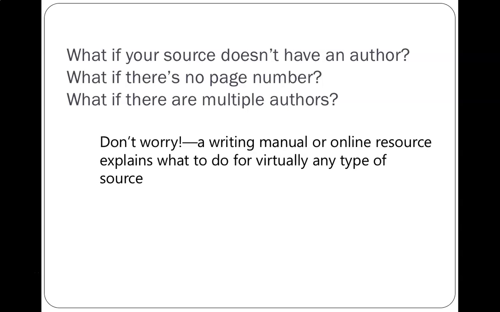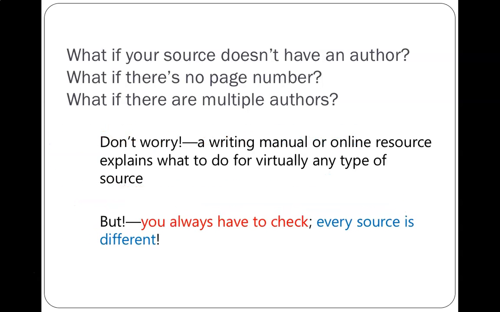A writing manual or online resource explains what to do for almost all of these types. Pretty much for any type I can imagine you having. There will be, in the writing manual or an online resource, an explanation of how to do it, right? But remember, you always have to check. Every source is different, right? And you can Google this. You can just say, how do I cite a newspaper article with 2 authors in APA? And chances are something will pop up and it'll give you a way to do it right there. Very, very easy.